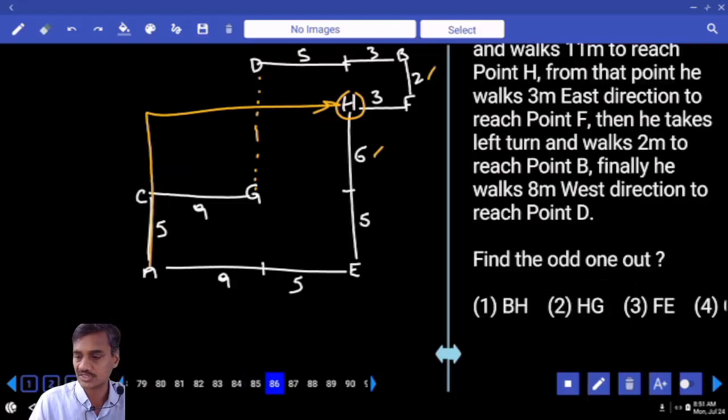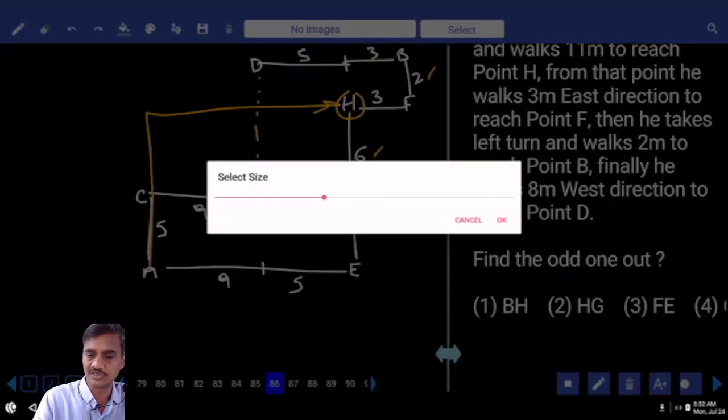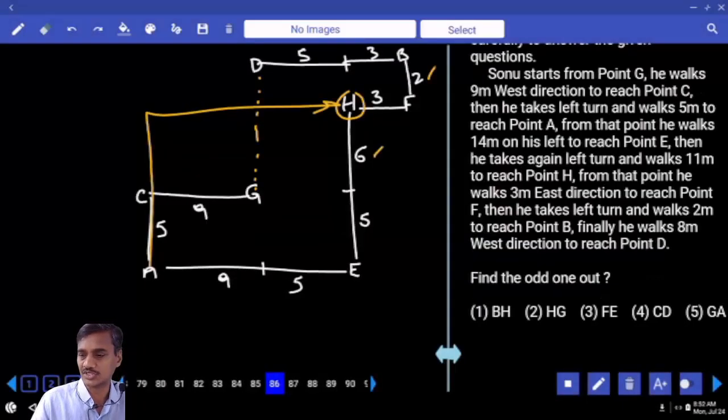And 86, find the odd one out. B and H. Now B and H, now what about this B? B is to the northeast of H. And H and G. And H is to the northeast of G. And F is to the northeast of E, isn't it? F is to the northeast of E. Then choice for C and D. Now C is to the southwest of D. As C is to the southwest of D, choice 4 is the odd one.